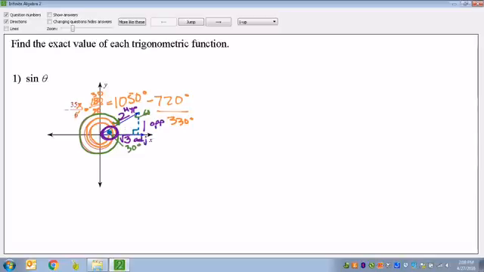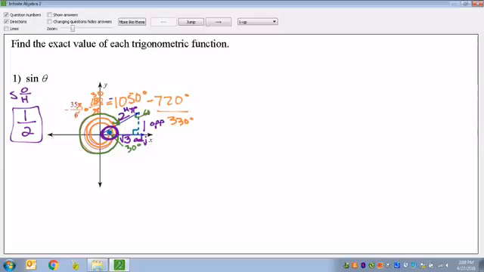All right, it said to find sine of that angle. So sine, if I remember SOHCAHTOA, sine is opposite over hypotenuse. So my opposite side is 1. My hypotenuse is 2. So that means sine of negative 35 pi over 6, or sine of negative 1050, is 1/2.